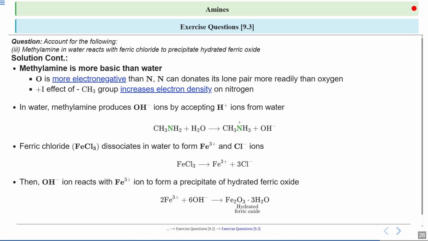So if you look at this reaction, you will see irons Fe3 plus, they combine with hydroxide ions to give hydrated ferric oxide. Okay, and the formula is Fe2O3.3H2O. So this represents a solid compound which is made of iron, oxygen and water.